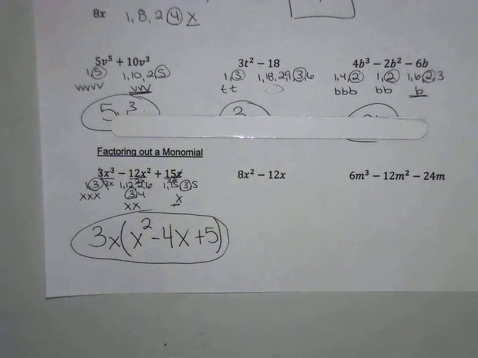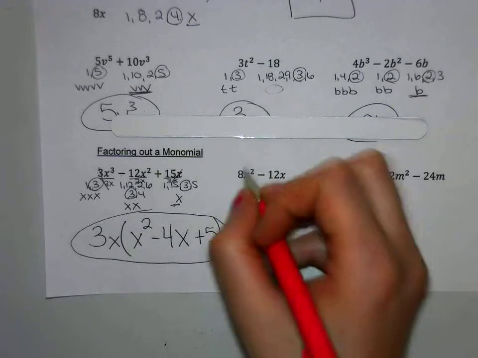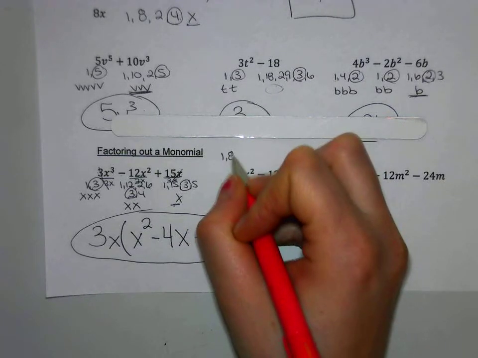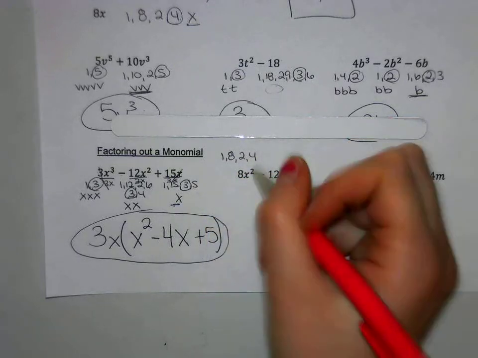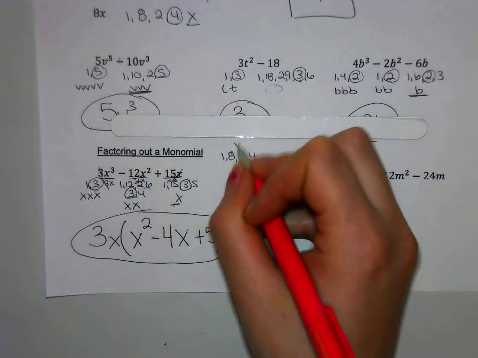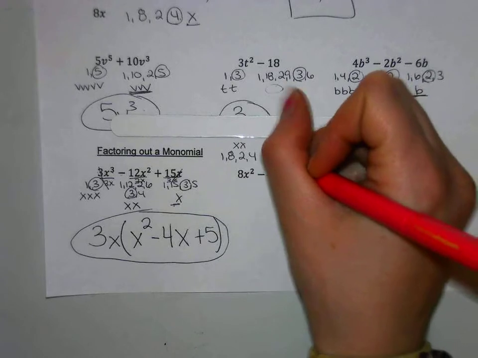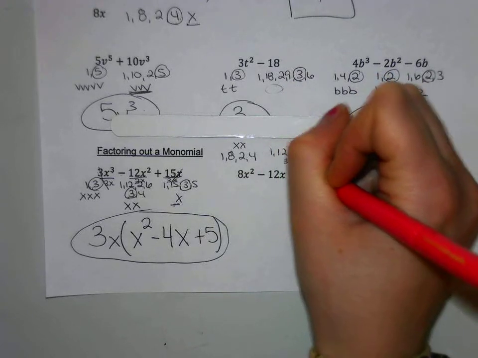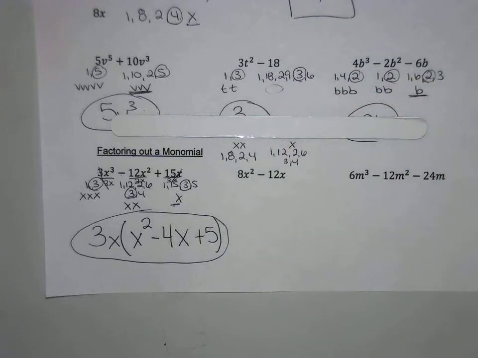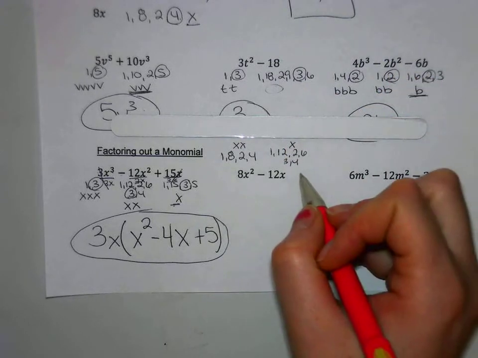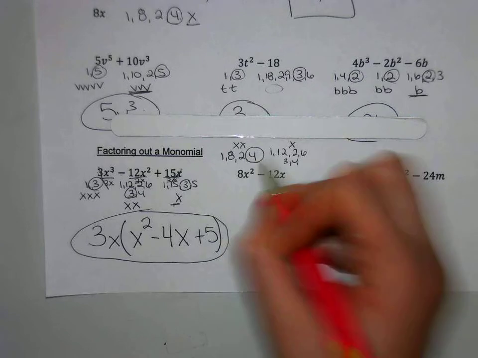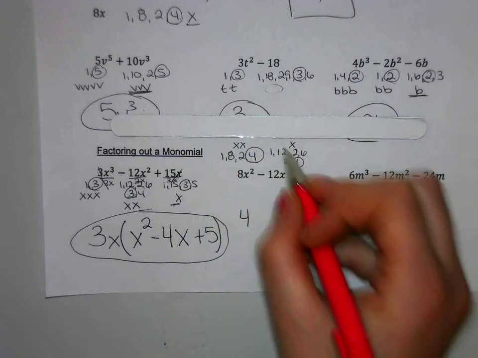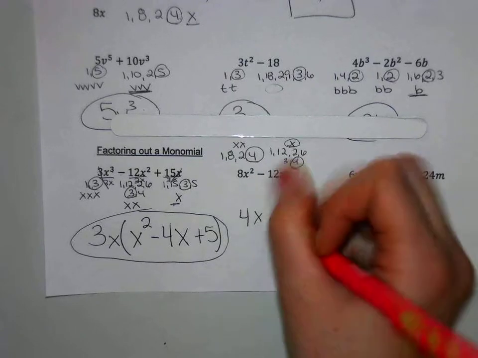Alright, let's look at our next example. I'm going to write them up here so it looks neater. 1 and 8, 2 and 4, and there's 2 variables. Here we have 1 and 12, 2 and 6, 3 and 4, and we have 1 variable. So the greatest common factor they have is a 4 for both. So we can pull out a 4. We can also pull out an x.